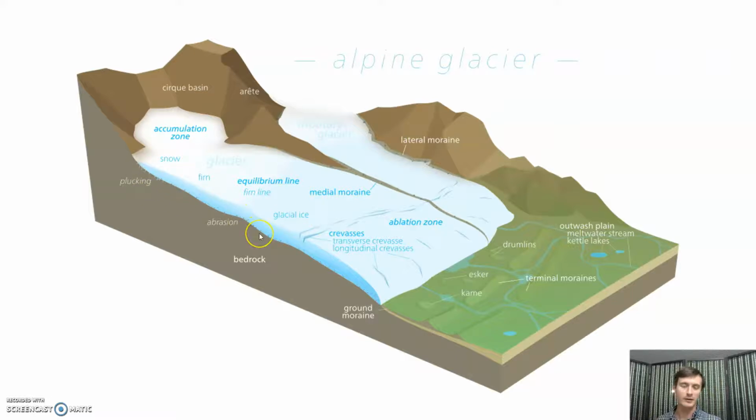As it moves, there are a couple different ways that it shapes the environment. We have plucking, where it pulls up big boulders off the bedrock and takes them with it, and we have abrasion, where it scrapes against or smooths out one of the ground surfaces here. It could create a smooth surface, or it could leave things called glacial striations, these sort of parallel lines. We also have things in here which are erosional features.